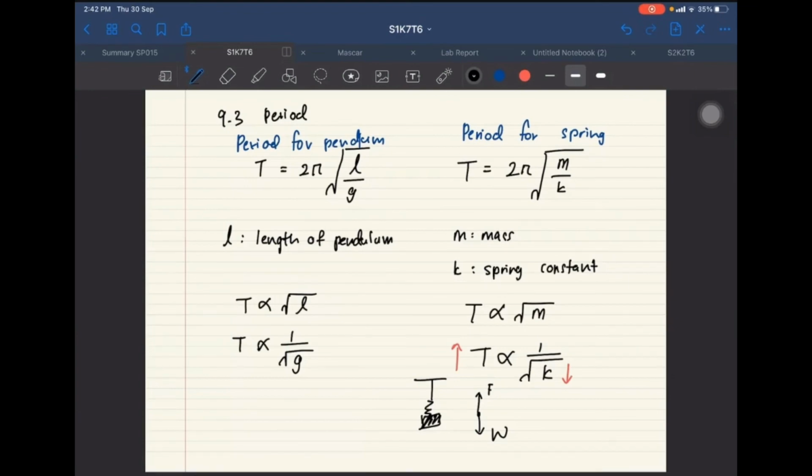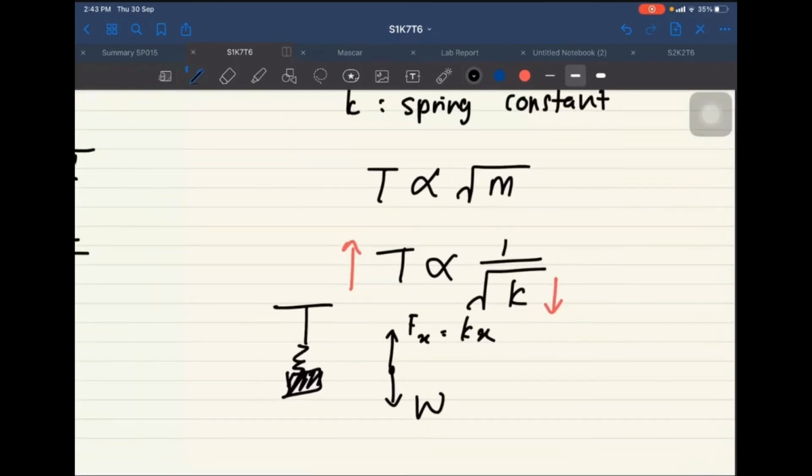We call this one F restoring. And there are many symbols, sometimes they use FK, sometimes they use FX. I want to put FX. Okay, FX here is Kx. Okay, the formula for FX is equal to Kx. So what does it mean? The summation of Fy is equal to 0, where Kx equals mg. Okay, this is actually Fx minus weight equals 0, and then I can bring the weight to the other side. I got Kx equals mg.